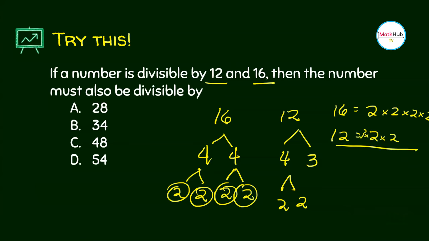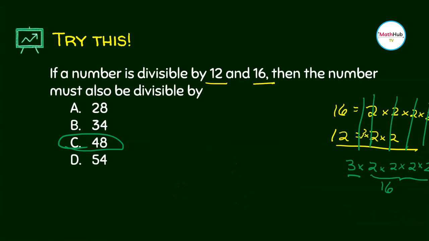What is the LCM? You bring down everything, but make sure that you have the same number aligned. So that's 3 times 2 times 2 times 2 times 2. This is 16 times 3, so the answer is 48. So that's one method for looking for the LCM. Since we're already here, what is the GCF? You just look at the common. In this case, the common would be this 2 and 2 here. So the GCF is 2 times 2. It's 4.